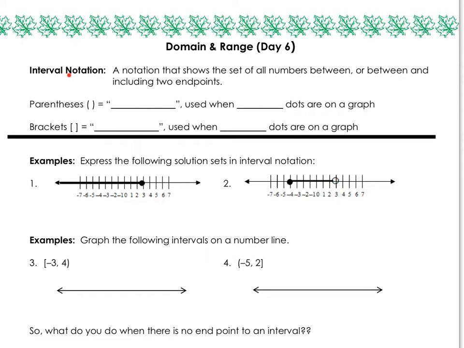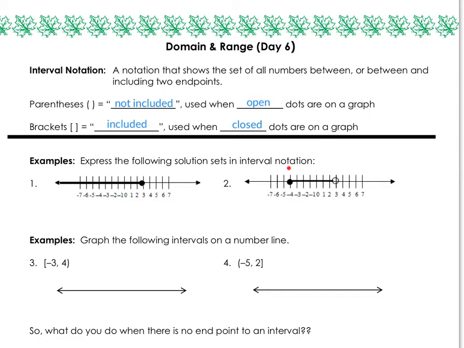Interval notation is a notation that shows the set of all numbers between and including two endpoints. So when we use parentheses, that means that it is not included. This is used when we have open dots on a graph. The other one are brackets, and those are used when they are included, and on a graph, that's closed dots. So again, parentheses, not included, open dots; brackets, included, closed dots on the graph.